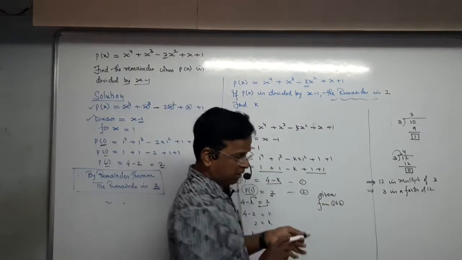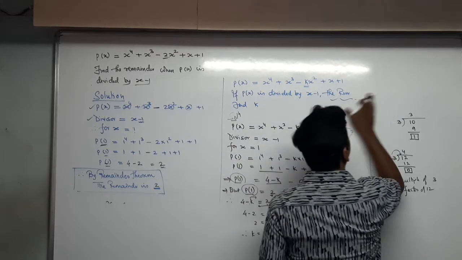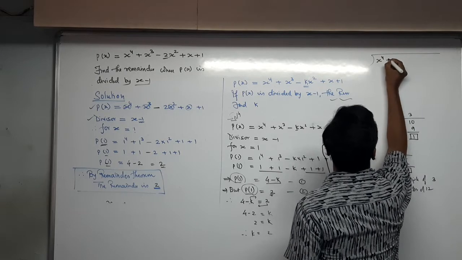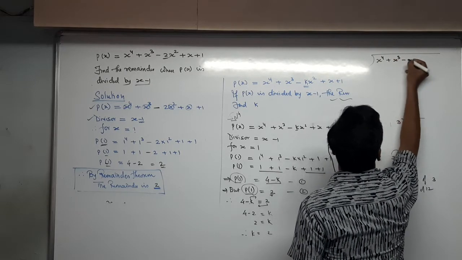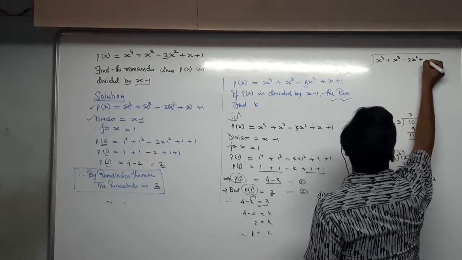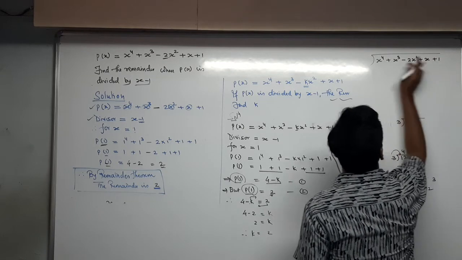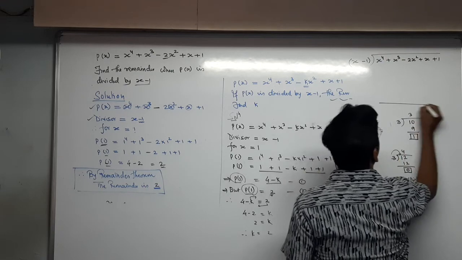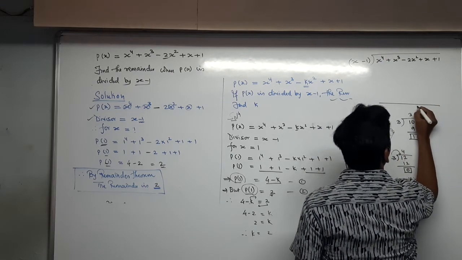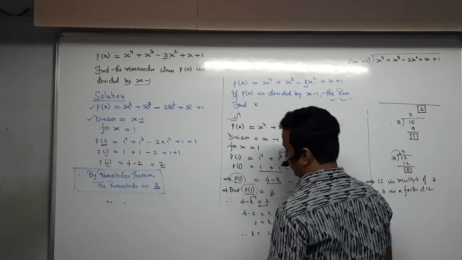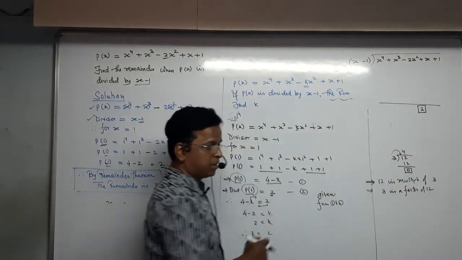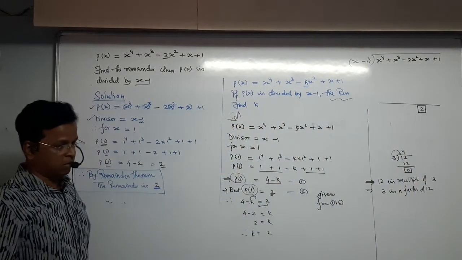The meaning of this is that if I divide x raised to the power of 4 plus x cube minus 2x square plus x plus 1 by x minus 1, then when I complete the division, in the end the remainder will be 2. This is the meaning of that. Are you getting my point? This division is a different process.